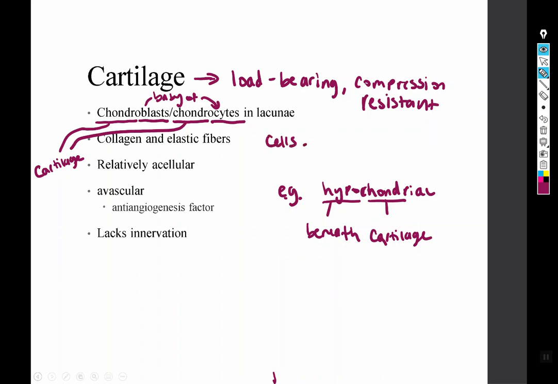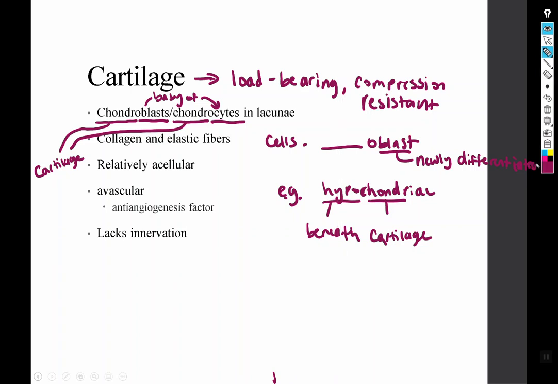A blank-oblast, and I'm using blank on purpose here because we're talking about chondrocytes, but there are also things like osteoblasts, which are bone blast cells. Blast typically means a newly differentiated cell that does a particular job. And the job that it does is related to whatever this blank is. And then the -cyte is just the mature version.